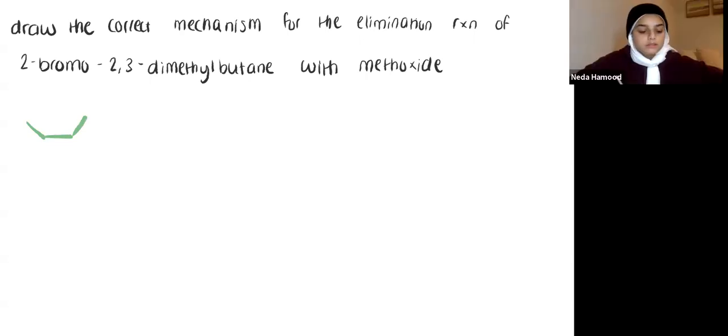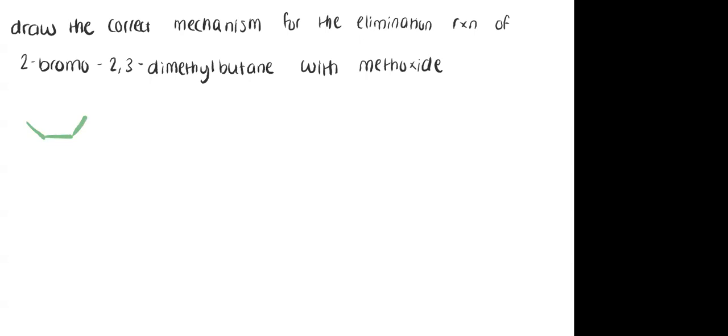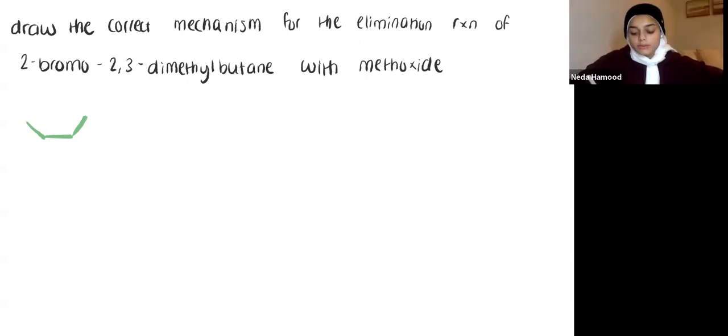And then it's 2,3-dimethyl. So we have 1, 2, 3, 4. We have methyls over there. And then we also have 2-bromo. Let's go ahead and put our Br over here. And then that makes this an alpha. This makes this a beta, and this a beta carbon to get our most substituted product.